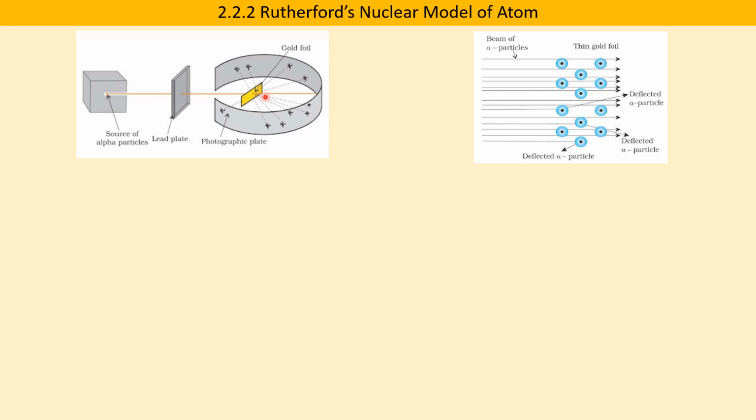The thin gold foil had a circular fluorescent zinc sulfide screen around it. Whenever an alpha particle struck the screen, a tiny flash of light was produced at that point. So whenever the alpha particles passing through the gold foil struck it, a light was produced, as marked here. The results of this scattering experiment were quite unexpected.